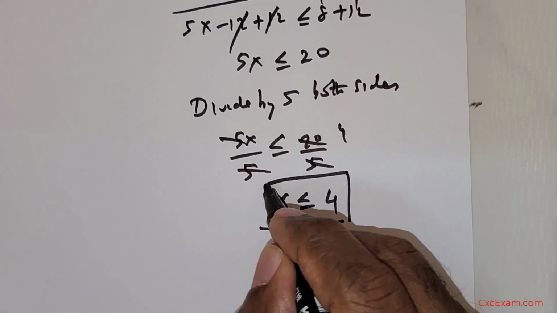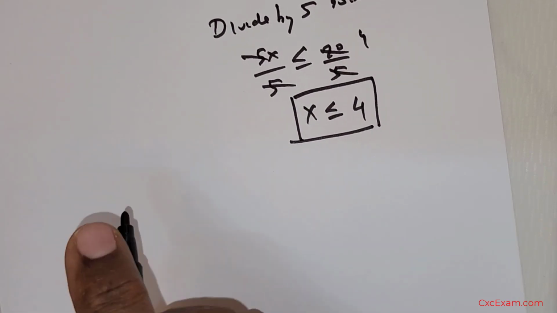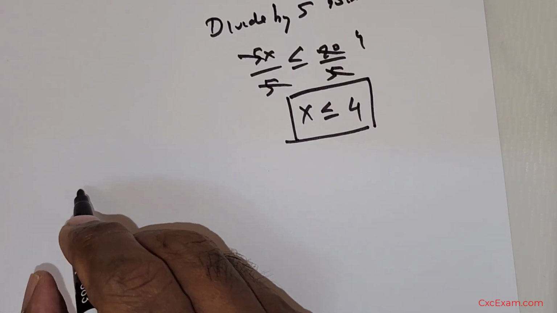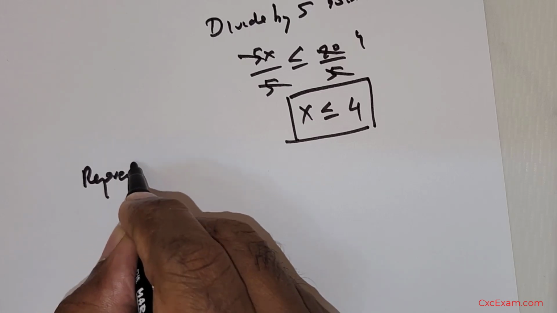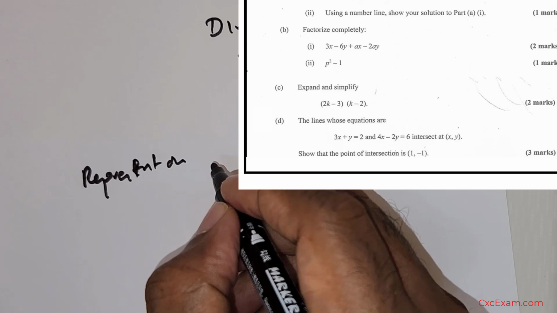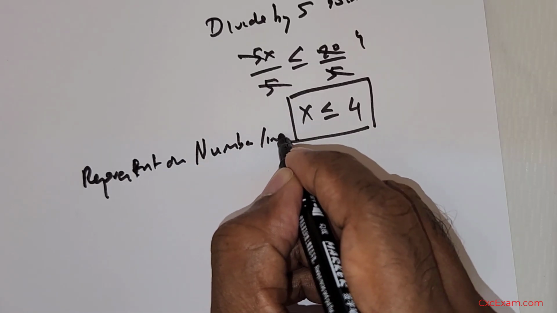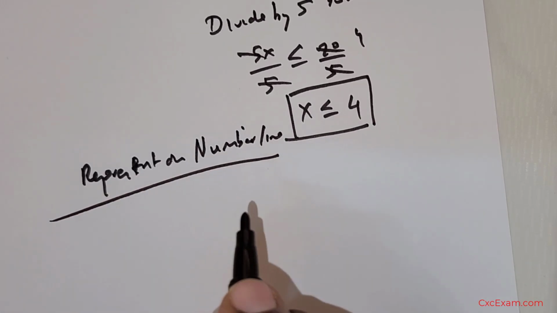So that is the solution. You can box the result. So this is the working, and that's the solution. Now we are asked to represent this on the number line. Okay, so how do we do it?